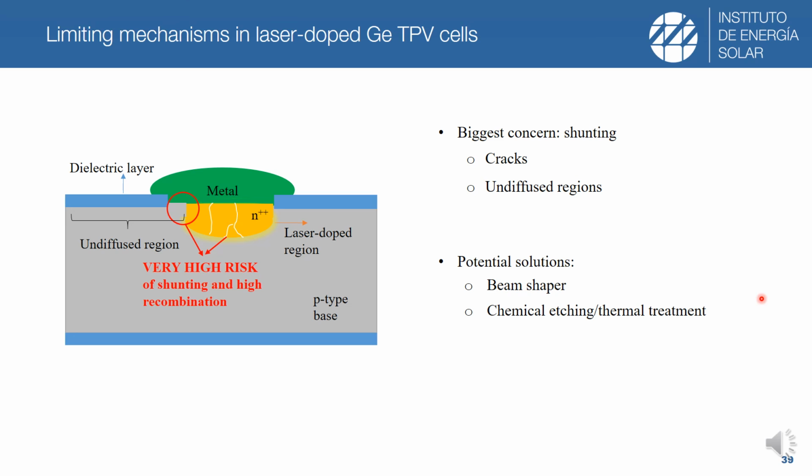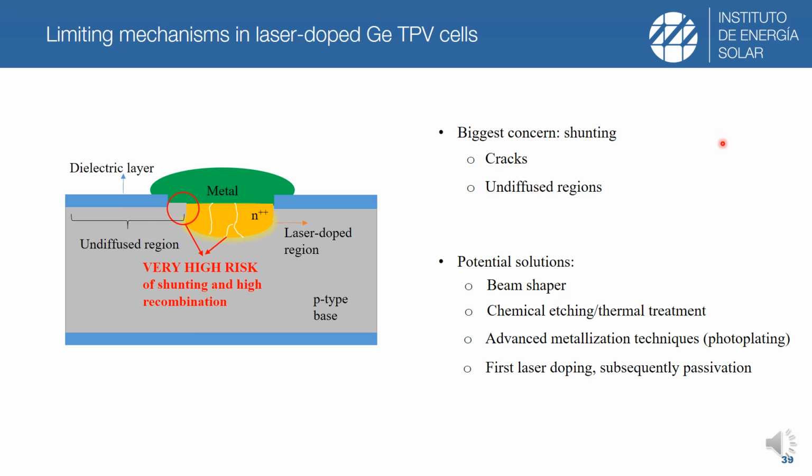Also, we can apply chemical or thermal treatment after the laser irradiation, which could reduce the number of laser-induced effects. And we can also make use of advanced metallization techniques, such as photoplating, which is selective and only deposits the metal in very heavily doped regions, which means that in cracks or undiffused regions the metal will not be deposited, reducing the likelihood of shunting.